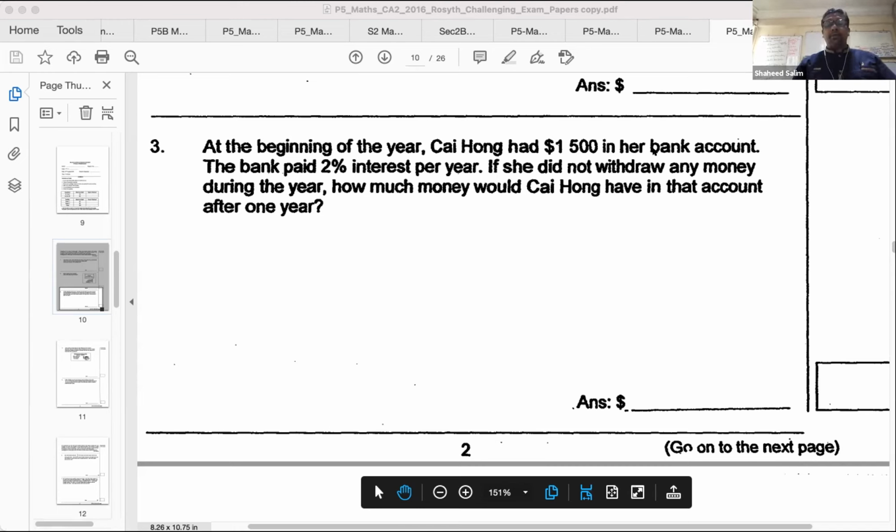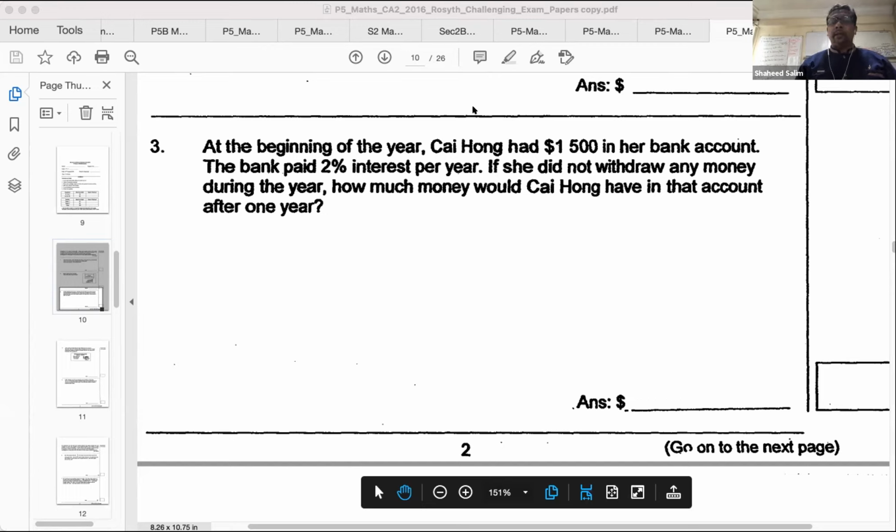Naomi, can you find out what's the interest now? The interest 2% in 1 year. She put $1,500 in the bank. How much will she get? Can Putra? Okay, very simple. Very simple.